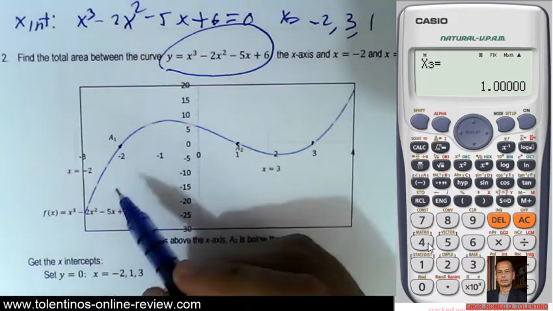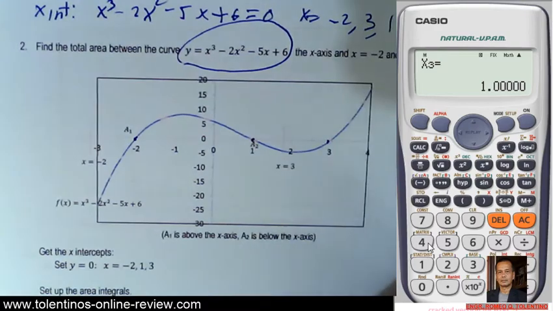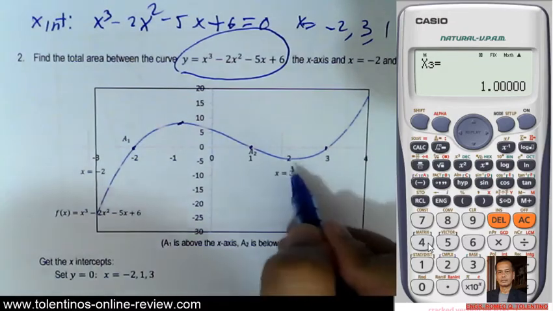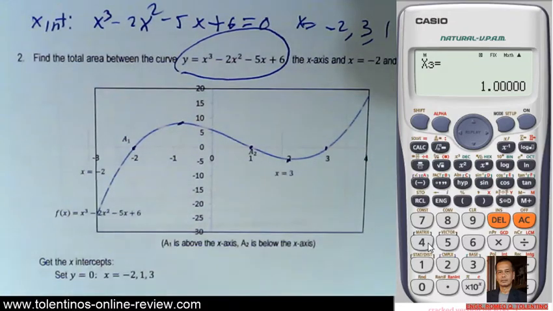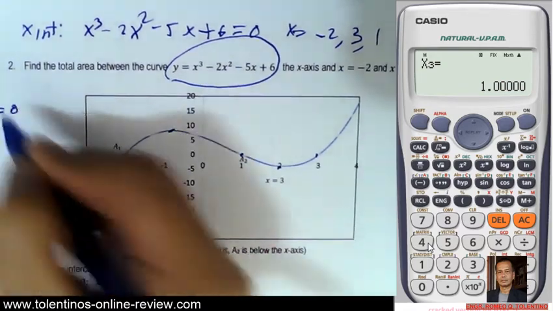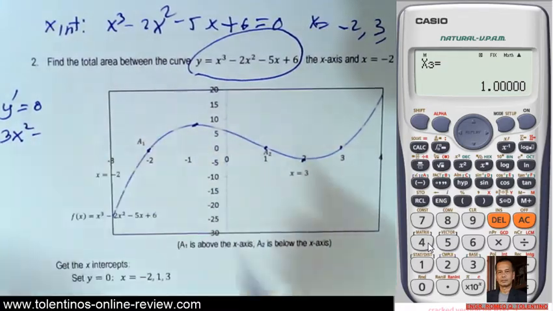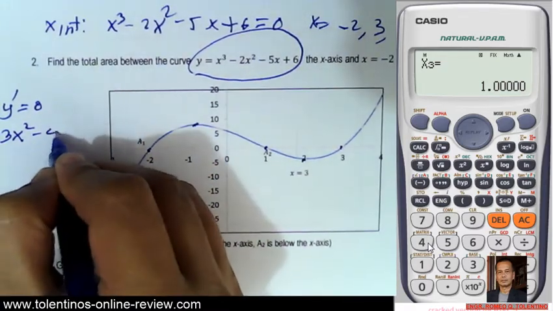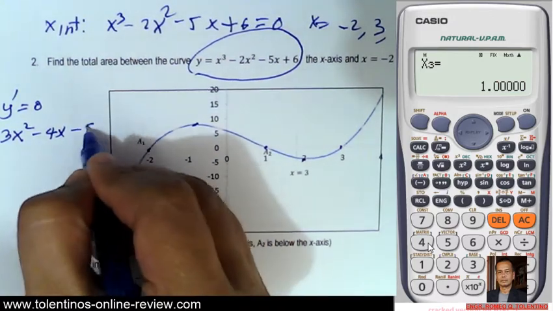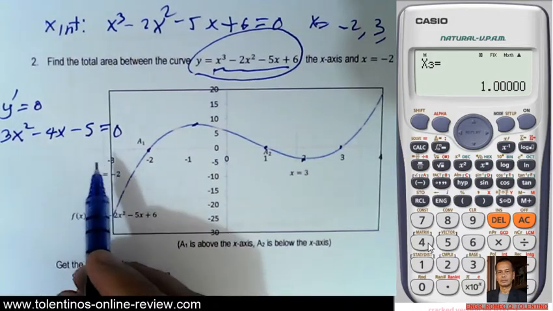And then the next step is, how do you know if this curve is shaped like this or like that? We do not know. So the next step is we find the critical points by setting the first derivative to 0. So set y prime to 0. What is your y prime? There is 3x squared minus 4x minus 5 equals 0. I get the first derivative here. That's 3x squared minus 4x minus 5 is 0.